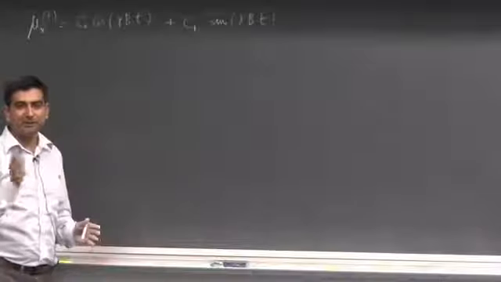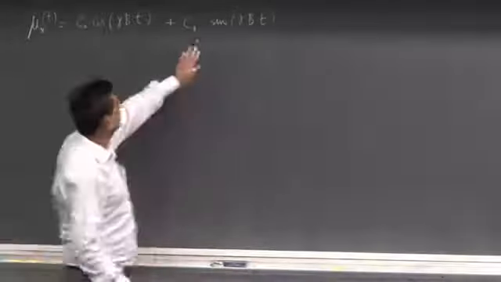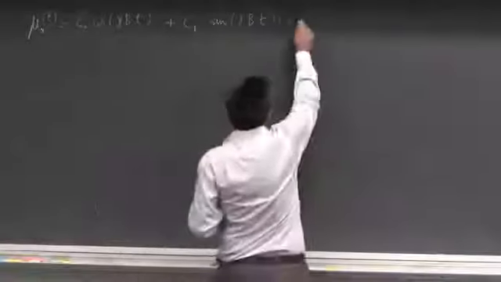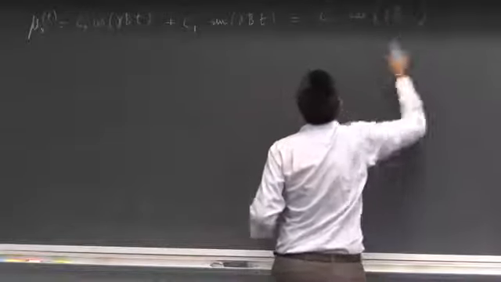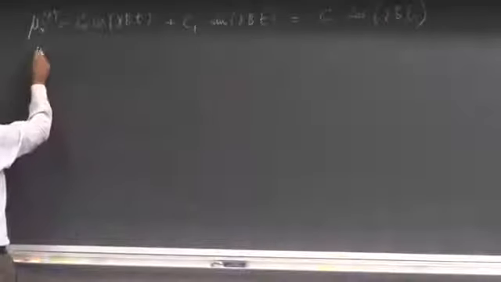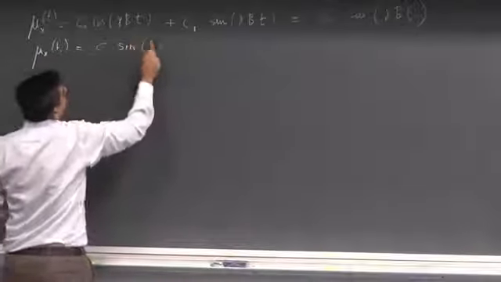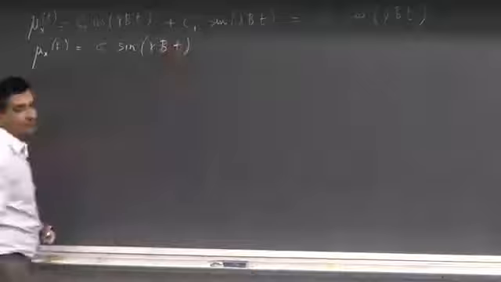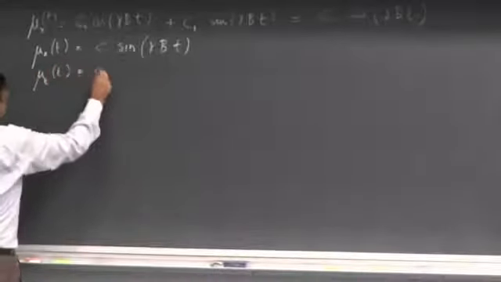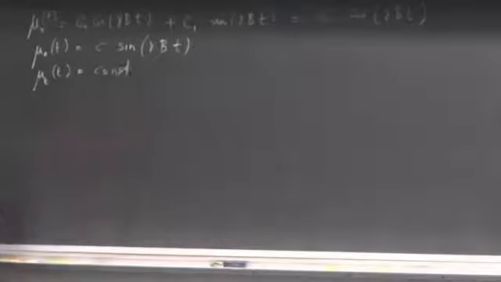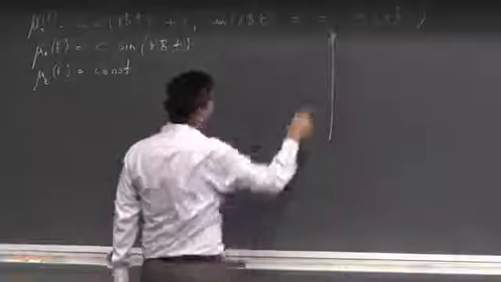So initially the moment is pointing along the x direction, so I can put c1 to be 0. I can have some constant c cosine of gamma Bt. Then my mu y is going to be equal to c sine of gamma Bt. And my mu z as a function of time is not a function of time, it's just some constant.